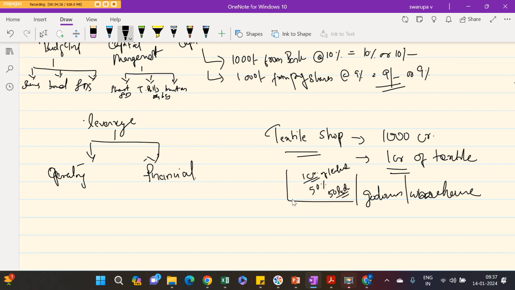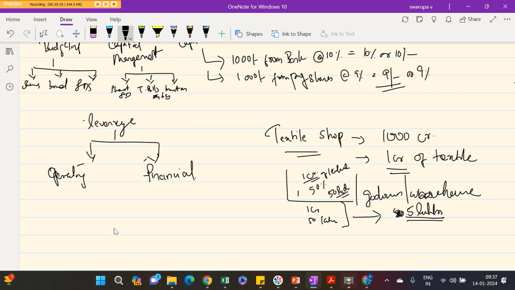Okay, so even if I store 1 crore or I store 50 lakh of textile, I need to pay the go down owner the same amount of rent. Sorry, we'll put it 5 lakhs. Assuming the rent is 5 lakhs per month, I have to pay this 5 lakhs irrespective of the utilization of the go down. Even if I store just one dress, I need to pay him the same 5 lakh.